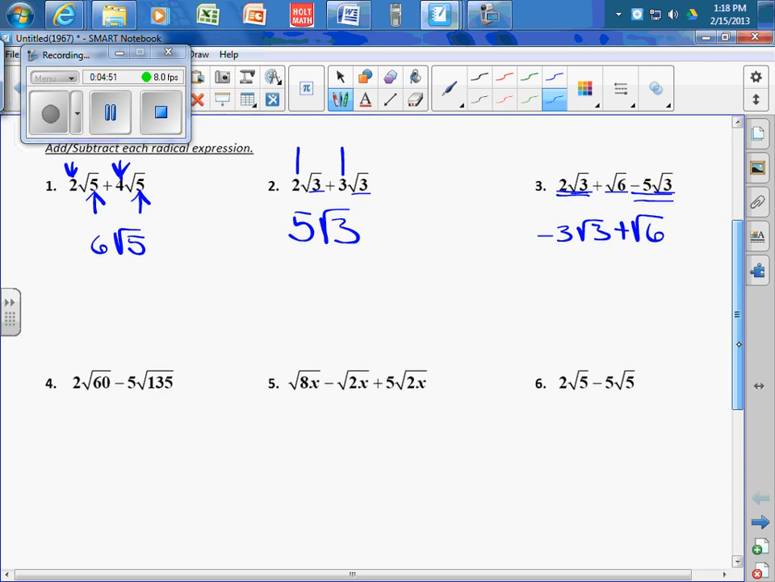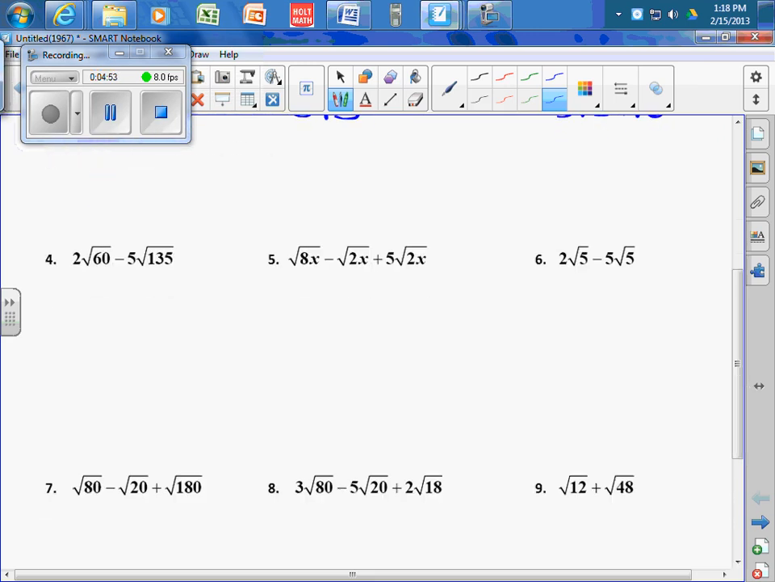But in number 4, we have radical 60 and radical 135. Well, that doesn't make a whole lot of sense, because we can never, ever take 60 and subtract 135. That's not going to happen. What we are going to do is simplify radical 60.